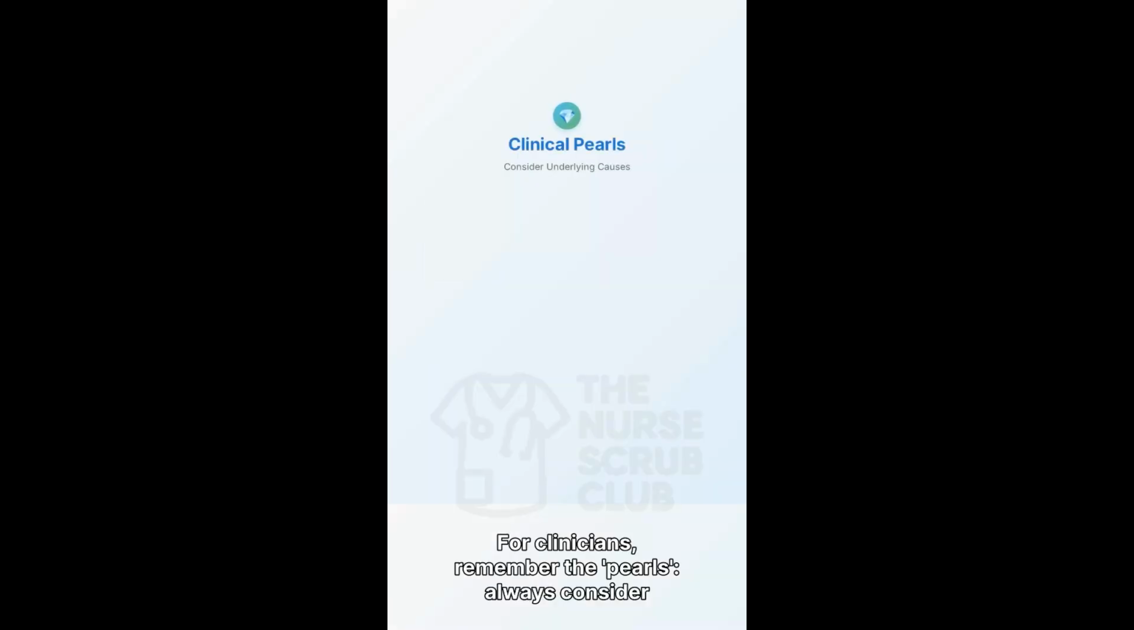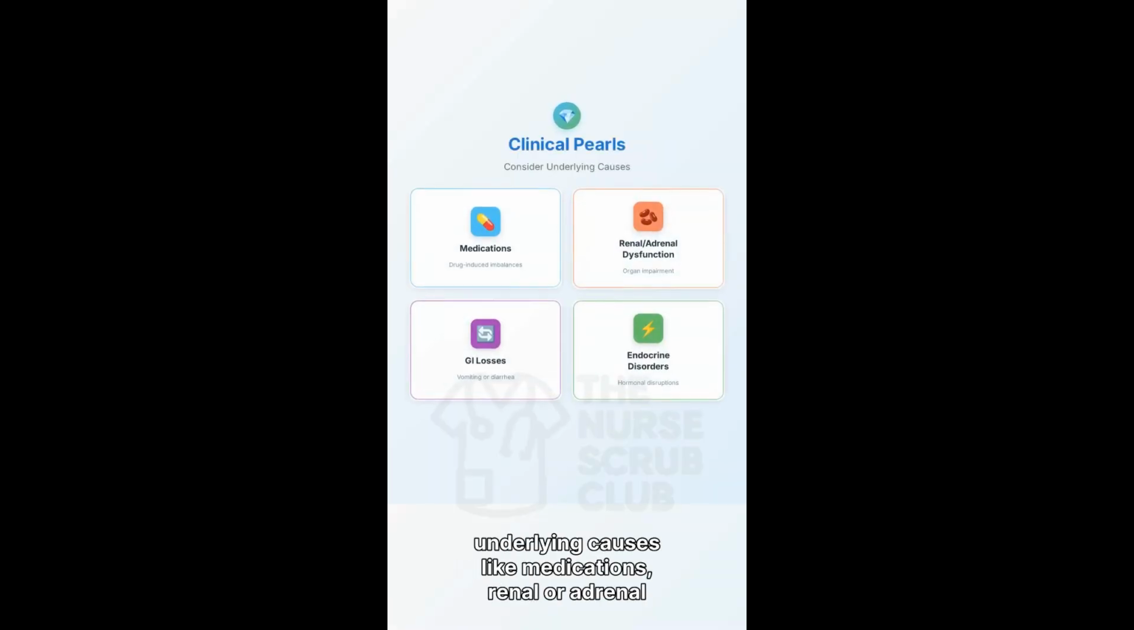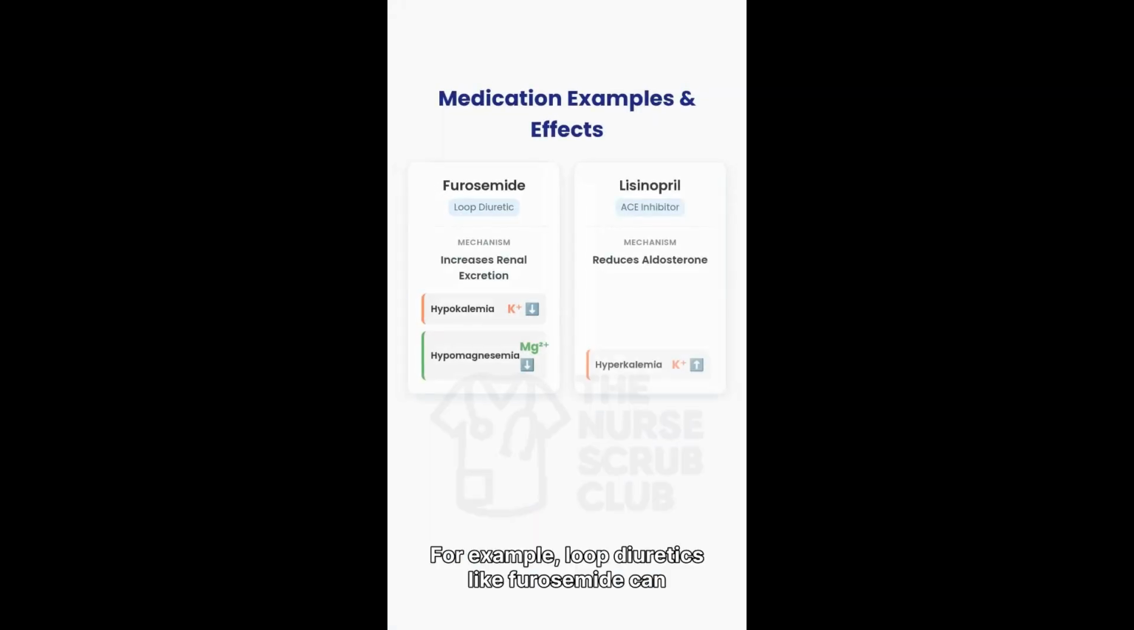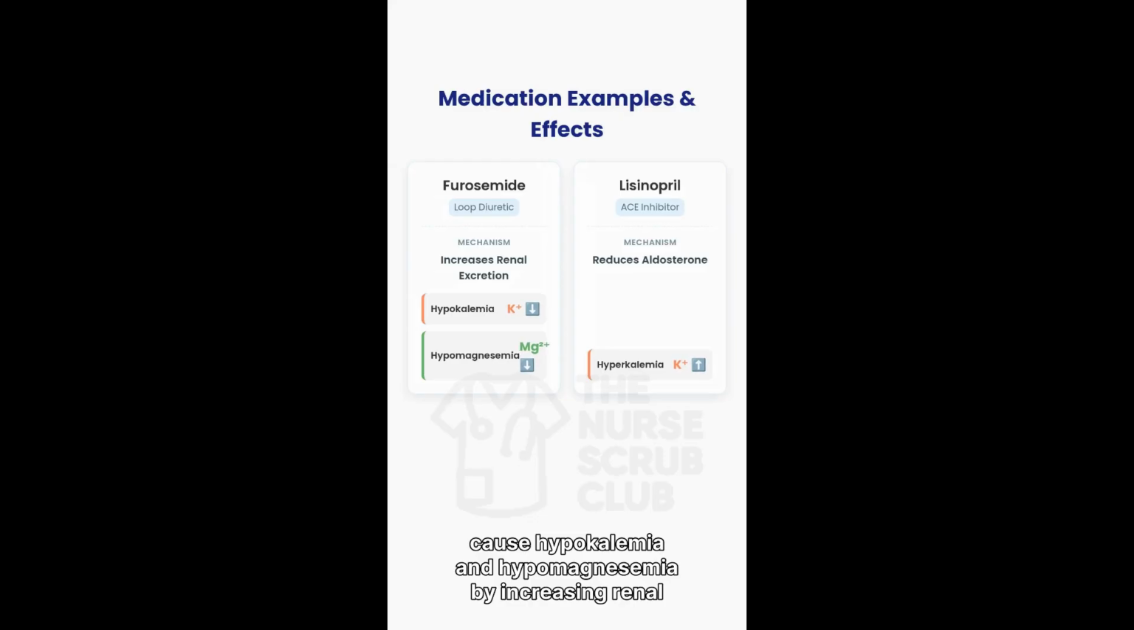For clinicians, remember the pearls. Always consider underlying causes like medications, renal or adrenal dysfunction, gastrointestinal losses, or endocrine disorders in your differential. For example, loop diuretics like furosemide can cause hypokalemia and hypomagnesemia by increasing renal excretion, while ACE inhibitors like lisinopril can lead to hyperkalemia by reducing aldosterone.